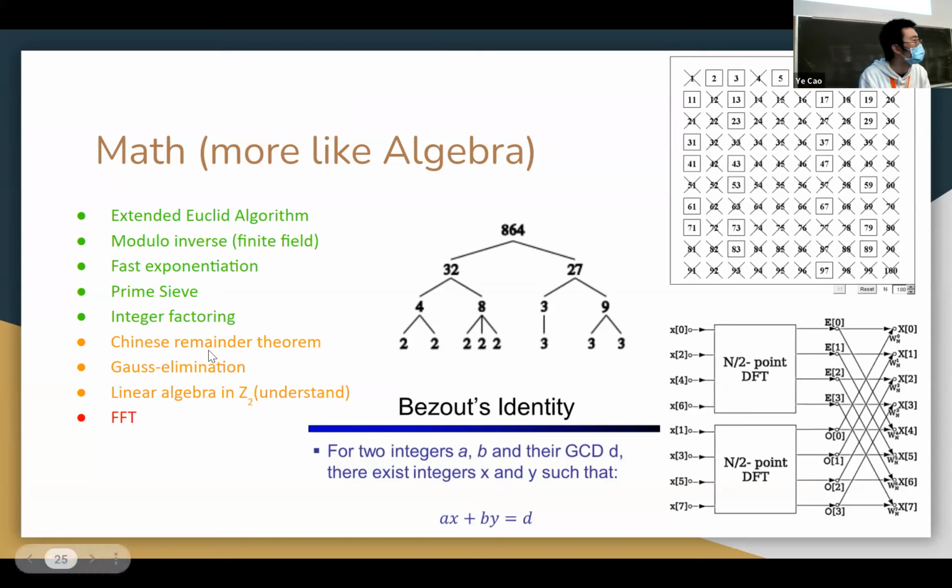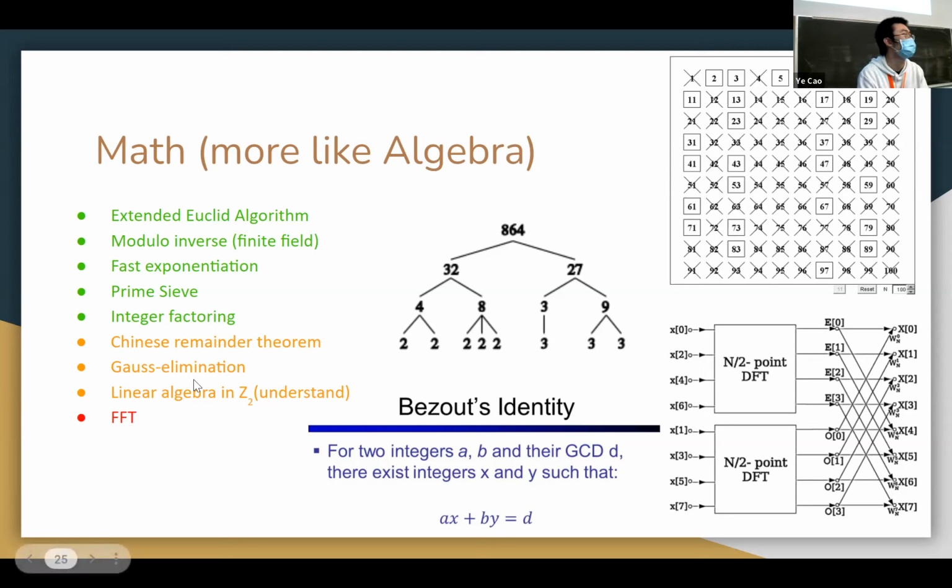Chinese remainder theorem. It is both a theorem and an algorithm. It allows you to solve a linear system of modular equations fast.